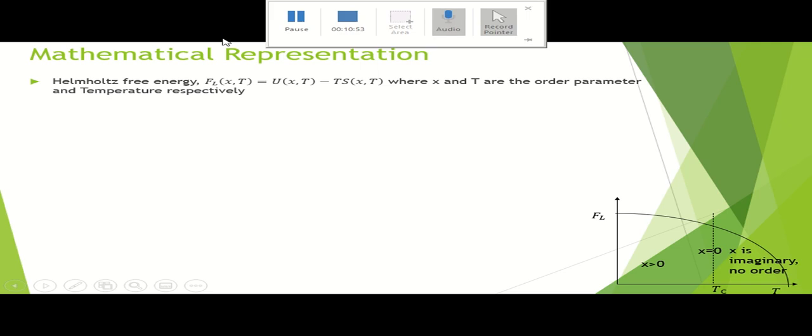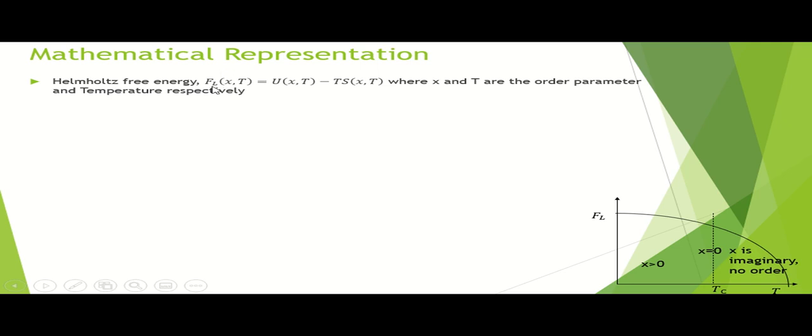So the Landau-Helmholtz free energy. Typically the free energy is defined as F = U - TS, the Helmholtz free energy, where F is a function of x and T. Similarly, U is a function of x and T, and the entropy is also a function of x and T, where x is an order parameter. We discussed what order parameters are in the previous slide, depending on what type of phase transition we are studying. And T is your temperature. So I think that is typically the definition of the Helmholtz free energy.